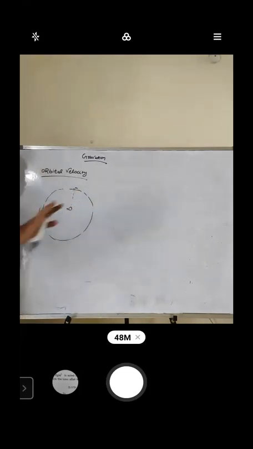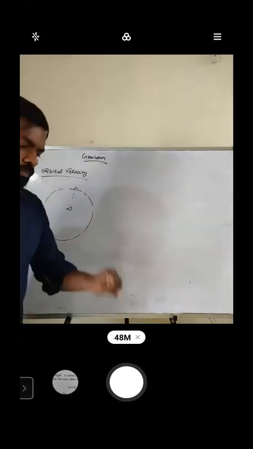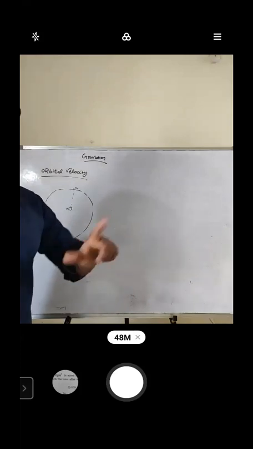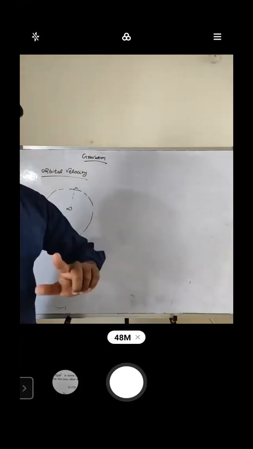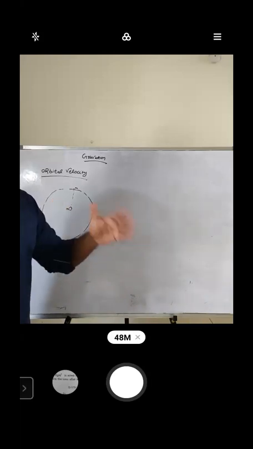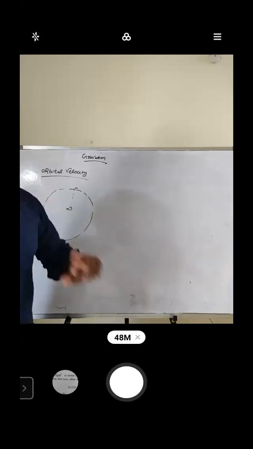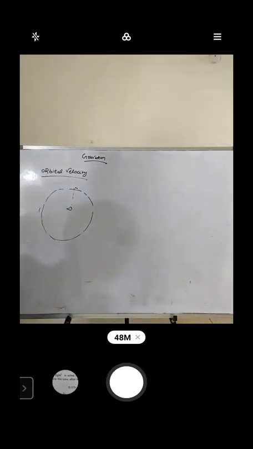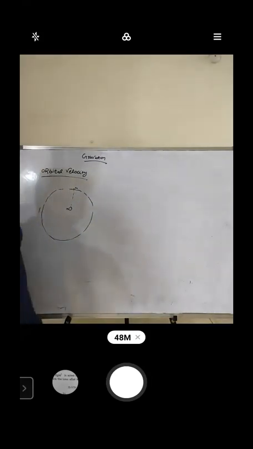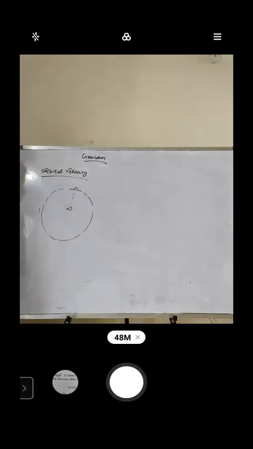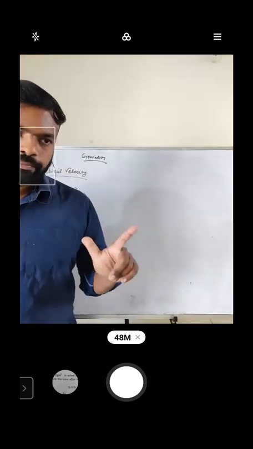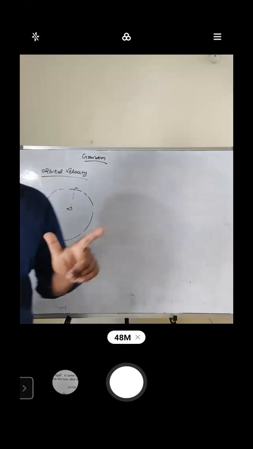First, we need to learn the orbital velocity definition. Very easy. The horizontal velocity required for an object to revolve in a circular orbit is called orbital velocity. Can anyone give the definition? Again, the horizontal velocity required for an object to revolve in a circular orbit, right? Is it clear? Yes, sir.